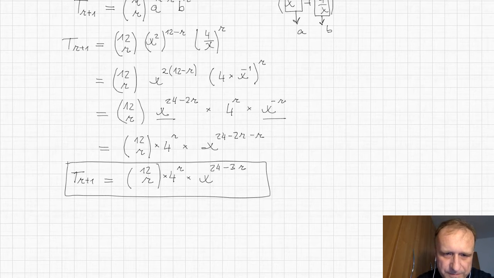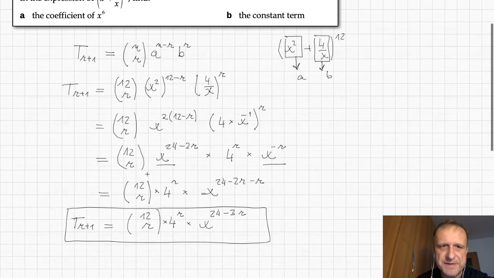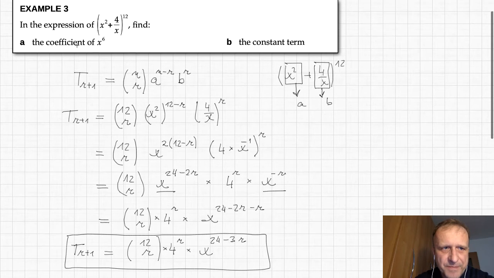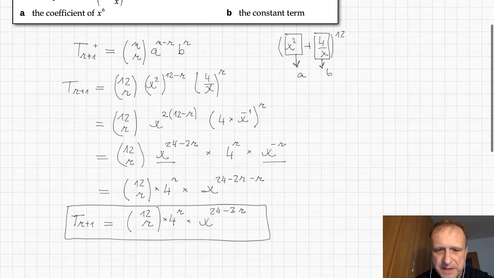Okay, now this formula will be very essential, because now I can think about the coefficient of the term in the expansion which has only x to the power of 6.